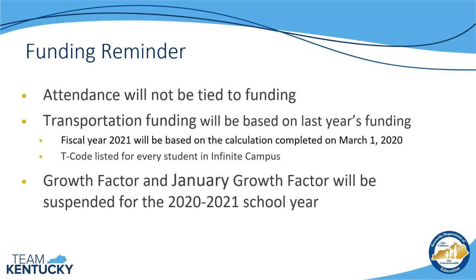Transportation will be based on last year's calculation because it's part of that SEEK calculation. It's all part of SAR, which goes into SEEK. One thing that you need to remember, I've had a few questions. You should still have a T code listed for each student in IC. So even though the funding is not going to change, you still want to make sure you have that T code. And I don't think you're going to have to again in December make sure they're all accurate, just as long as you've got that T code per child. And again, unfortunately, growth factor and January growth factor are suspended for this school year. Next slide, please.